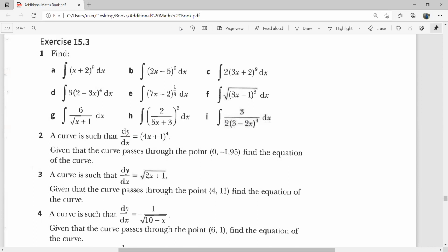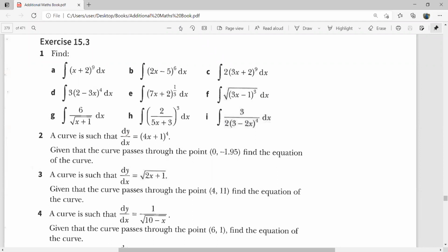Look at this, x plus 2 to the power 9. You will have to apply the binomial expansion to expand this. Even if you look at this g part, you have 6 over under root x plus 1. So how would you expand this under root x plus 1? You will be learning this expansion in your A levels maths P3, inshallah. So guys, these powers are not the ones that we fancy to expand.